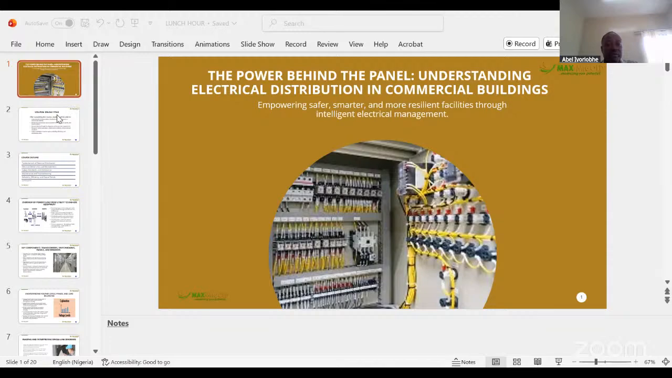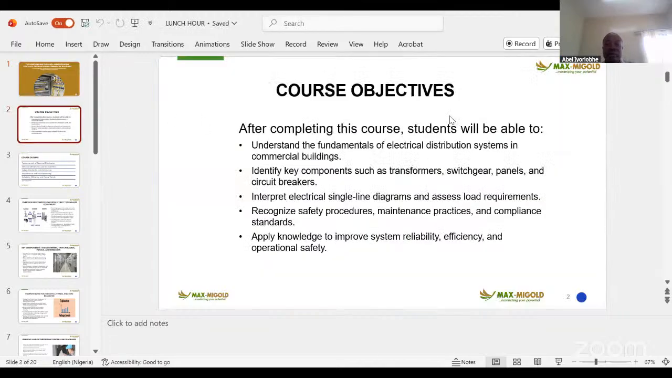So we have the course objective, why this is developed for this class. At the completion of this course, you'll be able to understand the following: understand the fundamentals of electrical.